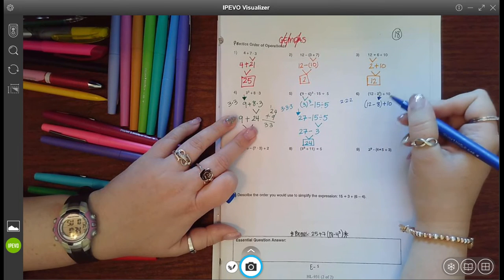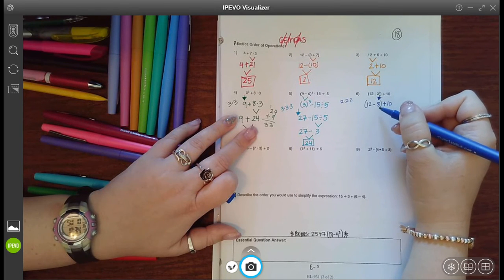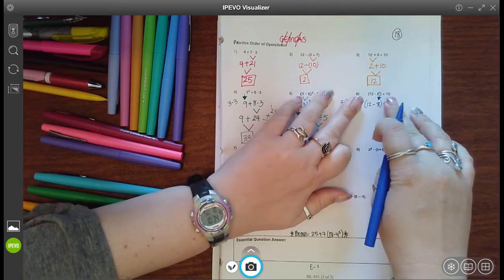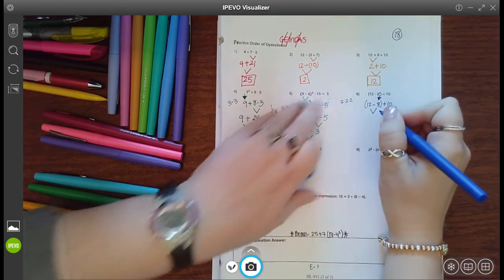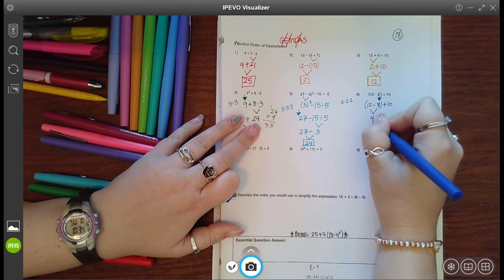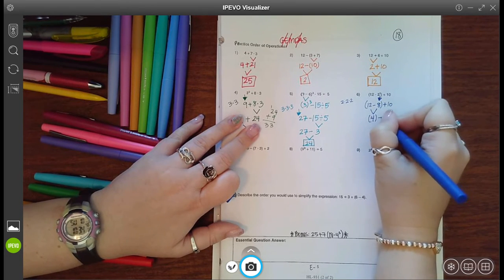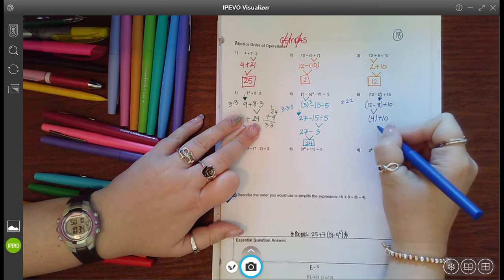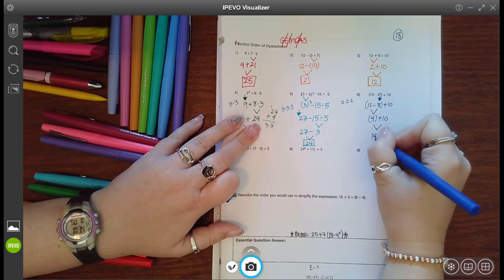Okay, so I brought everything else down except that 2 cubed became an 8. Now I still have parentheses that need to be simplified down to a singular number. And so that 12 minus 8 combines to make a 4. Okay, now I'm down to here, and I just go 4 plus 10, which is 14.